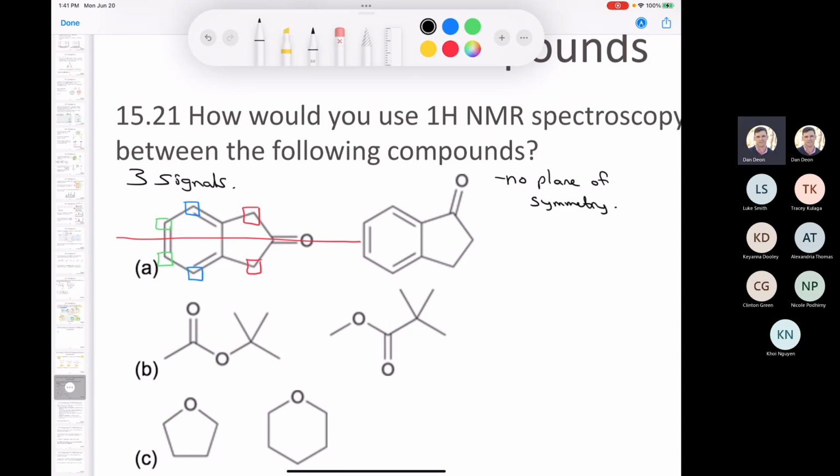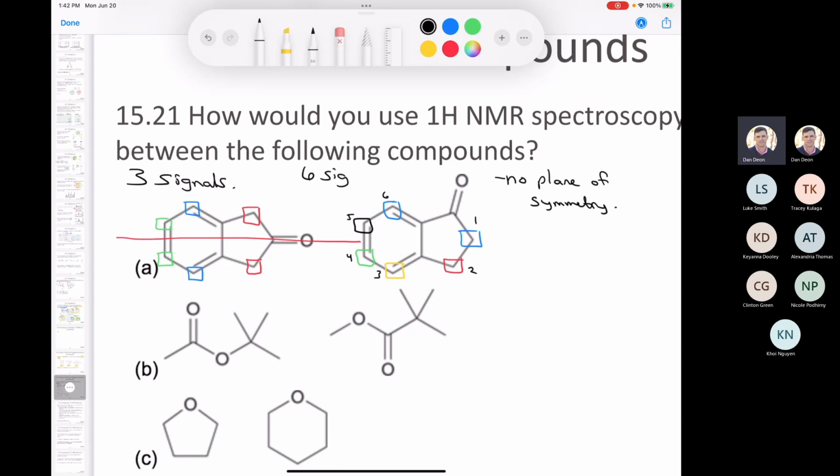And if there's no plane of symmetry here, that means that these 2 protons are going to give you a unique signal. These ones will. This one will. This one will. This one will. And this one will. So we have a total of 1, 2, 3, 4, 5, 6 signals that we would get for this molecule.